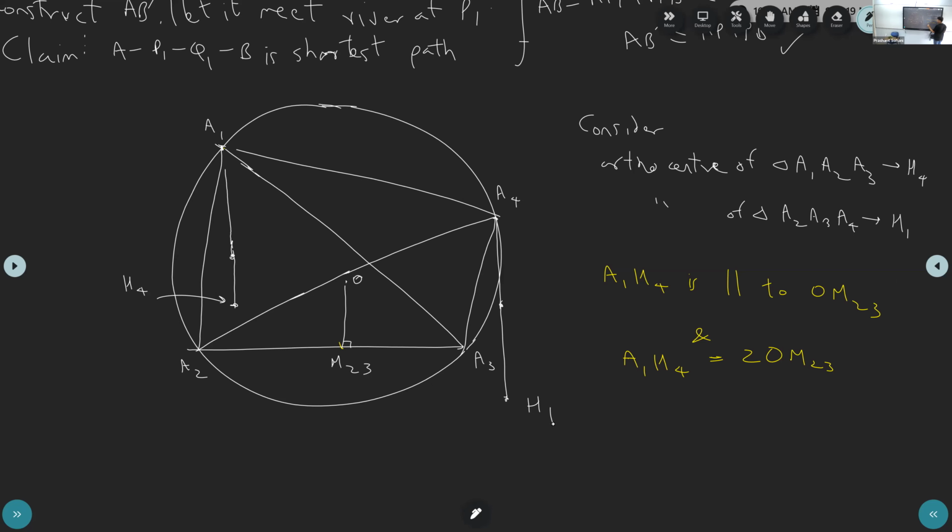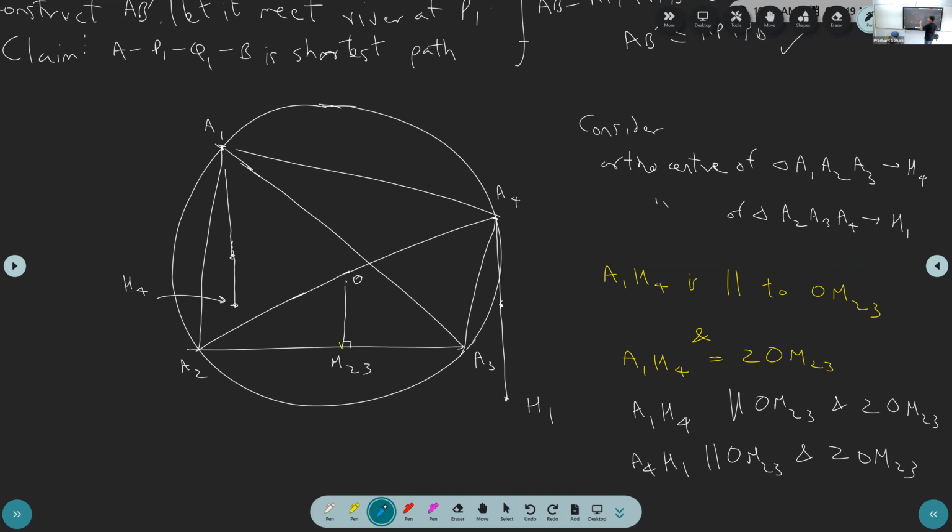And what I am saying is that A1 H4 is parallel and twice of OM23. And similarly, A4 H1 is also parallel to OM23 and twice of OM23. And so in the diagram also it looks like A1 H4 and A4 H1 are themselves equal and parallel. Why? They are both parallel to this segment and twice the distance. So therefore, they will form a parallelogram.